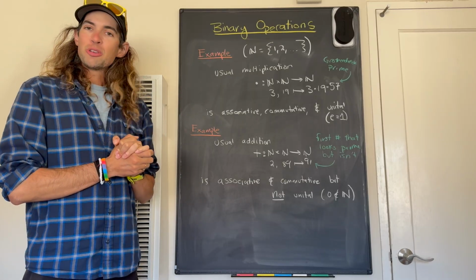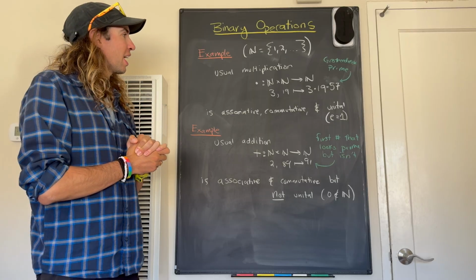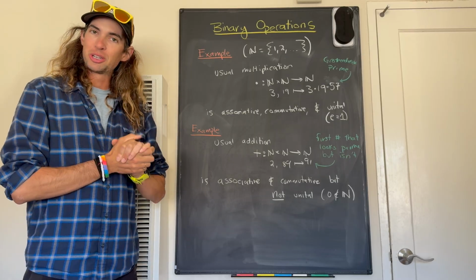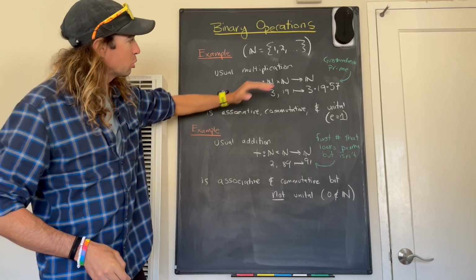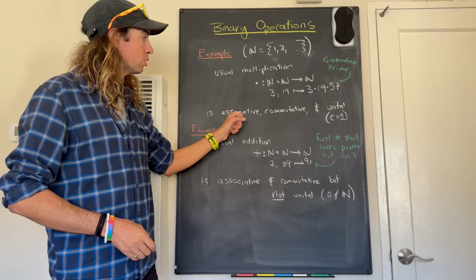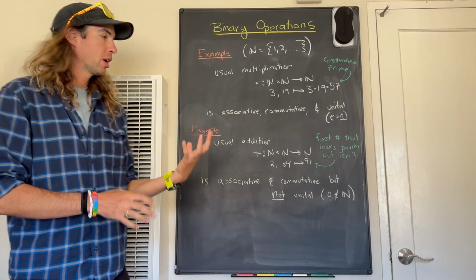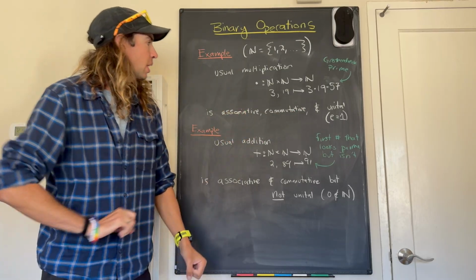Which just goes to show that you can be the best mathematician ever and still not be able to factor two-digit numbers. So this operation, usual multiplication, is associative, commutative, and unital. So remember, this was the center of the Venn diagram.